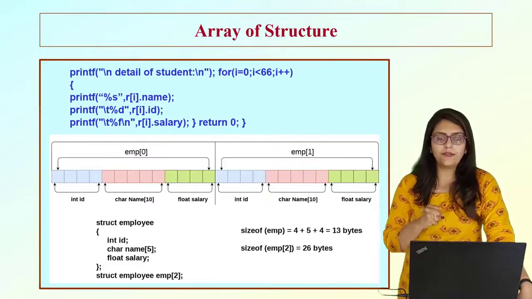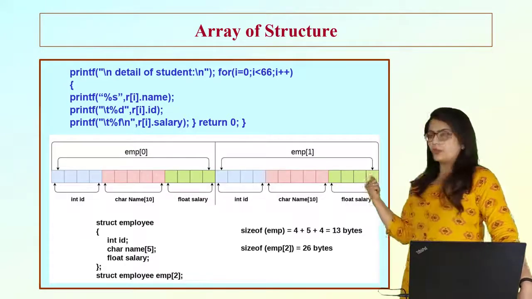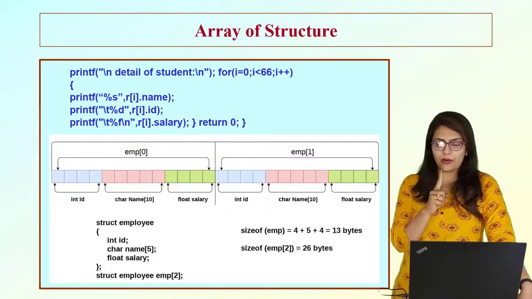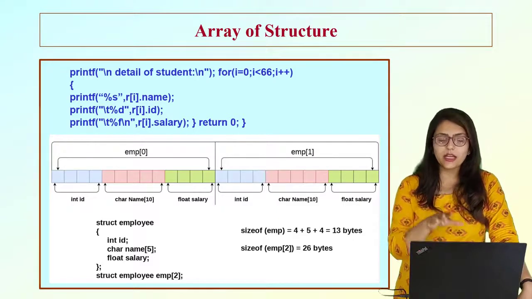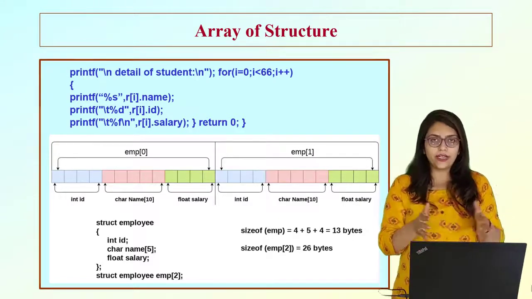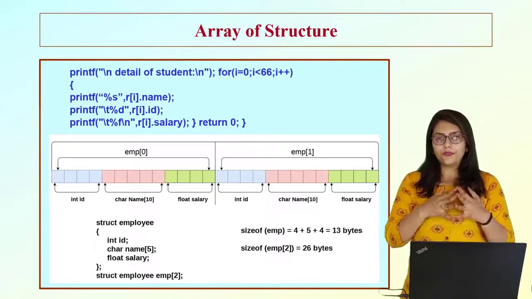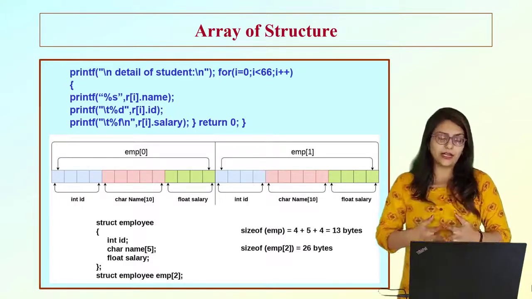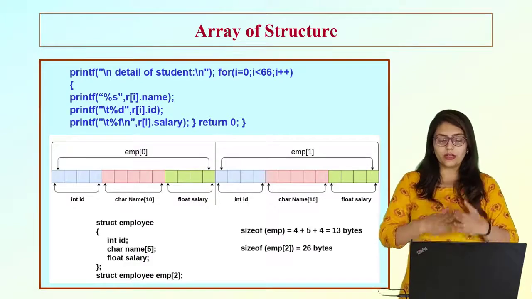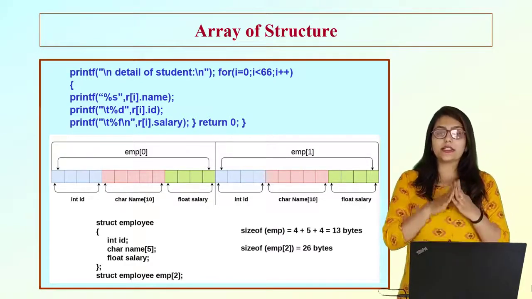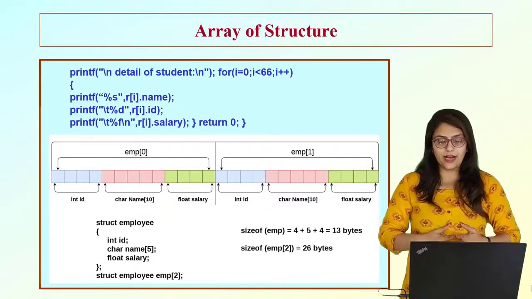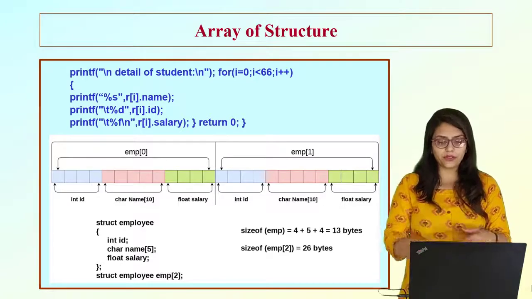So now if it is shown that one structure member is occupying 13 bytes, that means each employee's details will occupy 13 bytes. So for array of 2 it will occupy 26 bytes. For array of 66 over here it will occupy 13 into 66 total bytes, right? So this is all about array of structure.